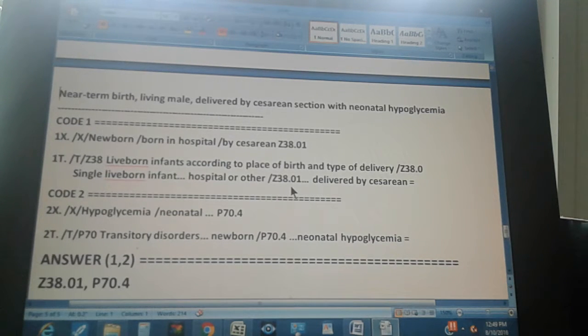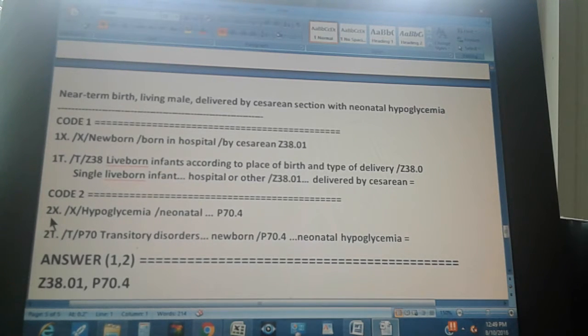In this case, it was delivered by cesarean. Cesarean operation, that's why we have the 01, right? Z38.01. There's an equal sign at the end, which means that this is our code, right? That's the first one, which means that the baby was born by the cesarean operation. But the problem is that the baby comes with a condition. We have to code that. So the code 2 represents that.